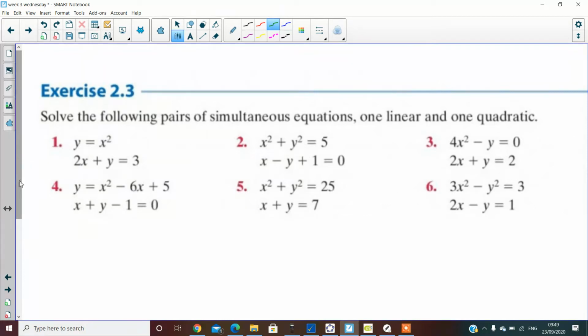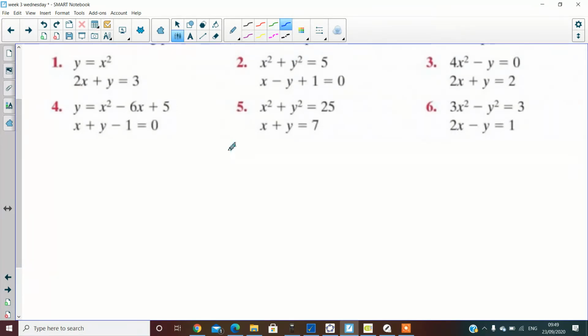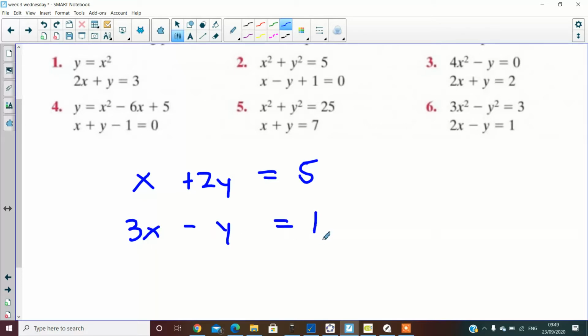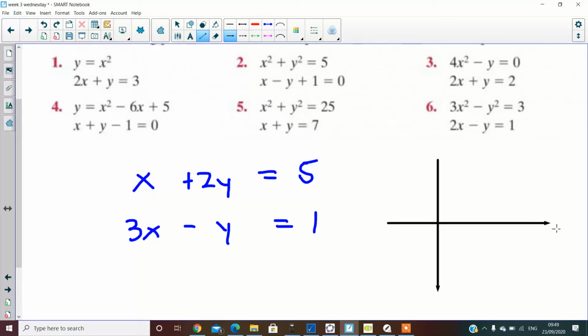Did what are called simultaneous equations, okay? A standard simultaneous equation would look something like this. Standard simultaneous equation looks something like this, okay? Now, simultaneous equations are represented graphically by two lines crossing each other.